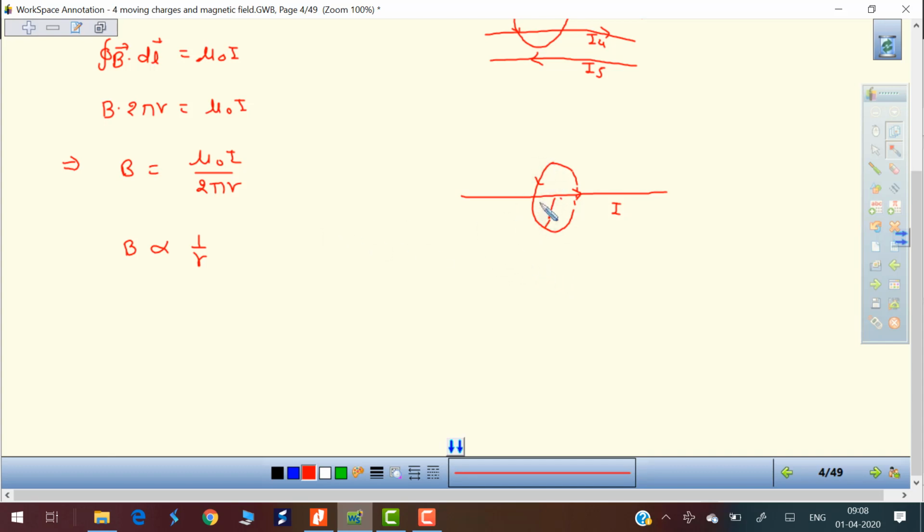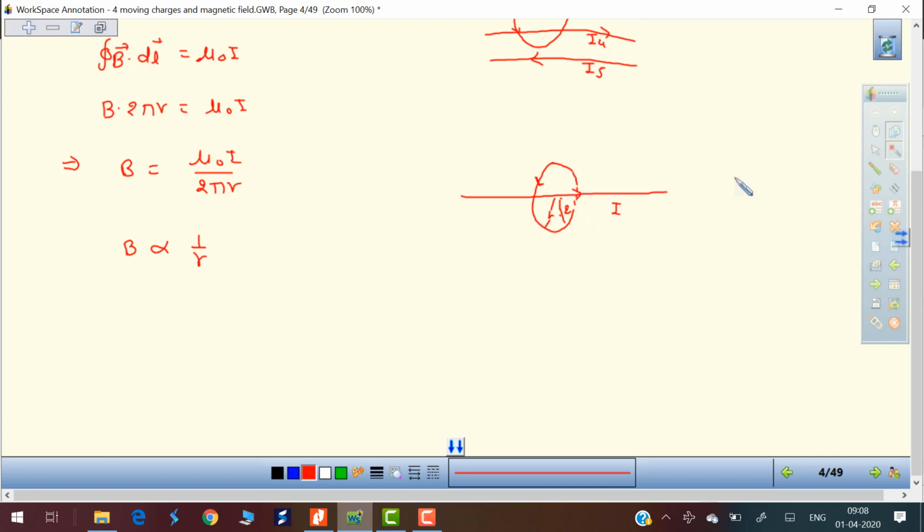The second thing is, at a constant distance, suppose I take 2 centimeter, all sides 2 centimeter, 2, 2, you get a constant magnetic field. And second thing, it is in the direction of the loop. So we can say that the magnetic field produced by a straight wire is in circular shape.